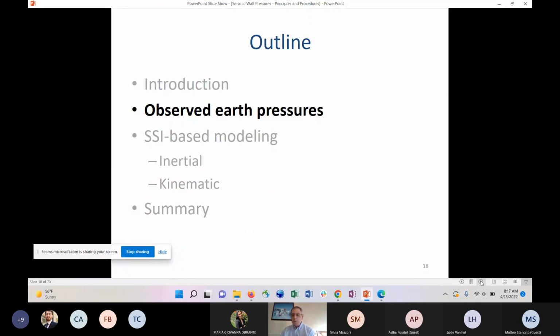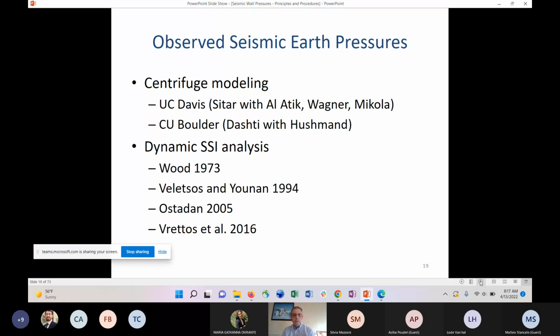Okay, so observed earth pressures. We can basically calculate seismic earth pressures or measure them using centrifuge models. And there's been a lot of work on that done over the last 10 or 15 years or so, mostly at UC Davis, Nick Sitar and various students who've worked with him at UC Berkeley, and University of Colorado Boulder, Shade Dashti with student Hushman have done these kinds of tests. And I'll show you an example of one. We can also do dynamic analysis and calculate the earth pressure from a soil structure interaction analysis. So I'll talk about each briefly.